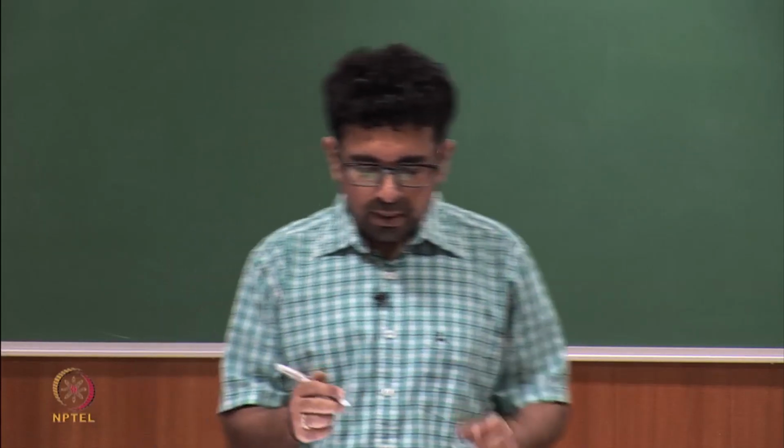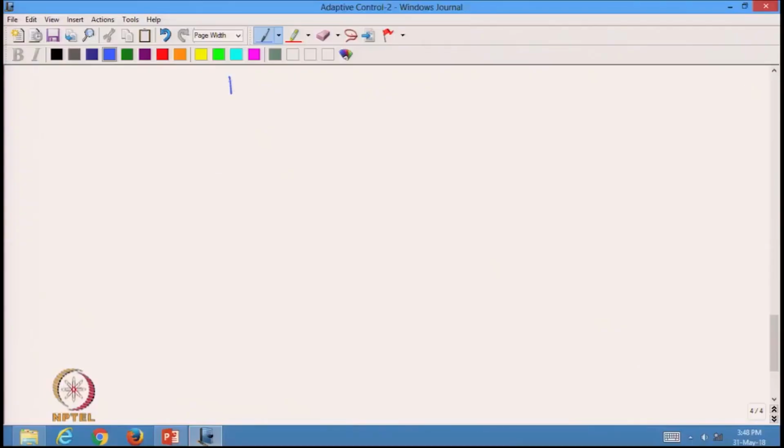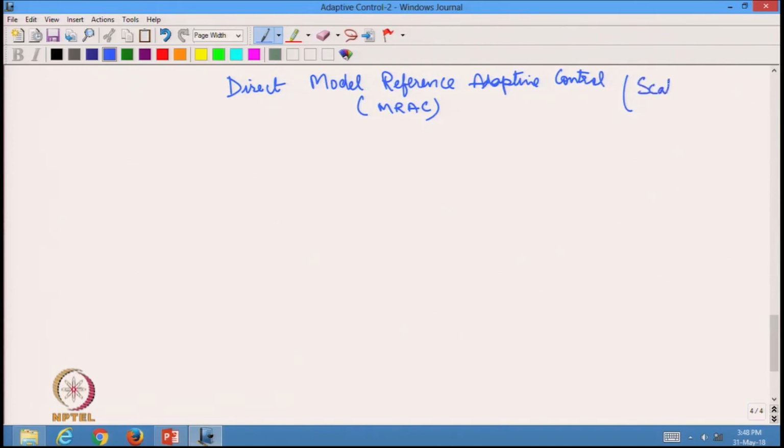So, now I will talk about the direct model reference adaptive control, also called MRAC. So, this is a direct MRAC case, and just for simplicity I will consider a scalar case.